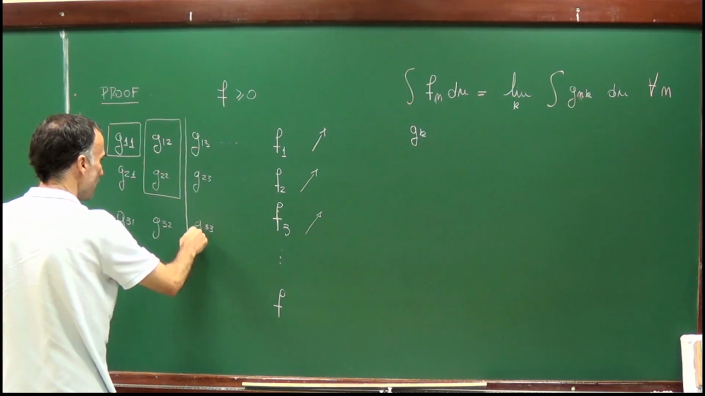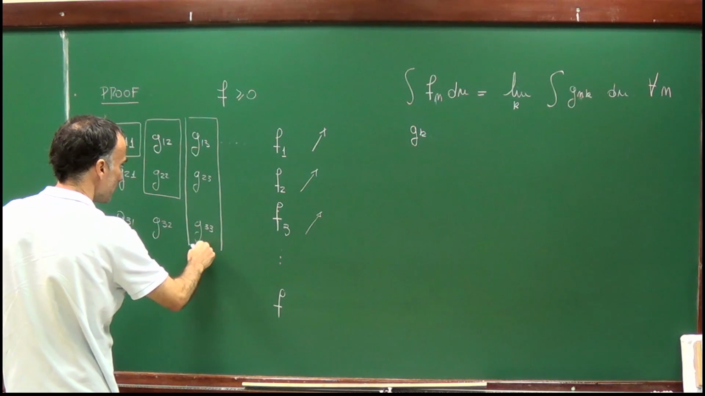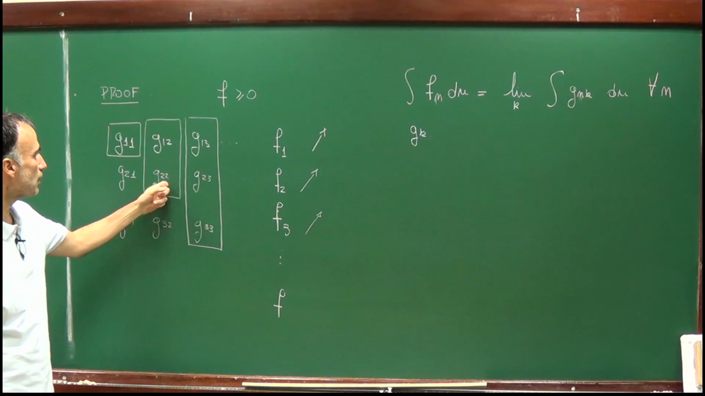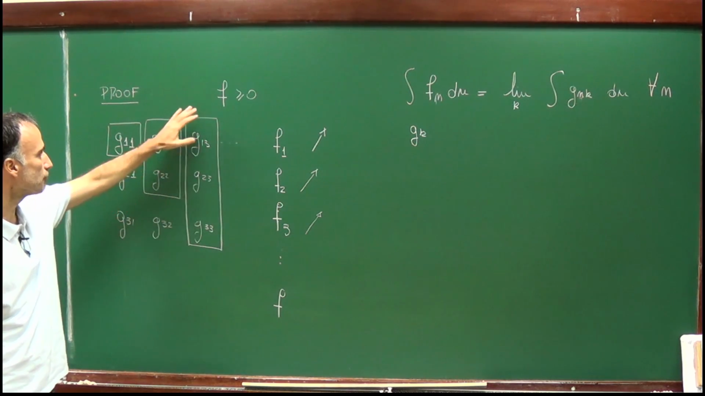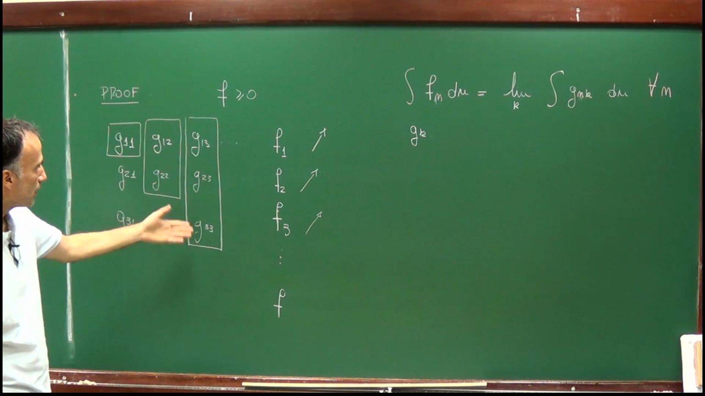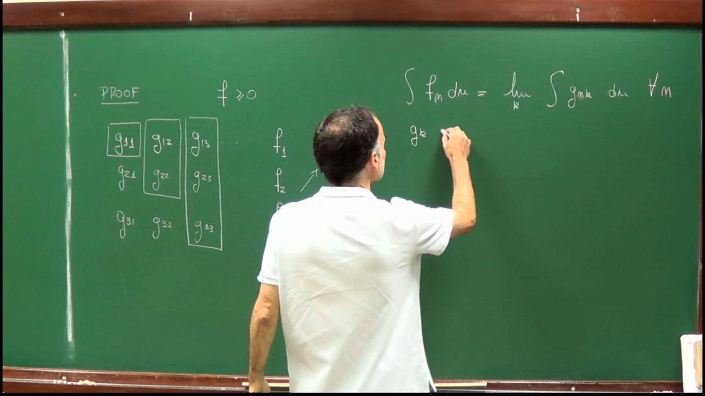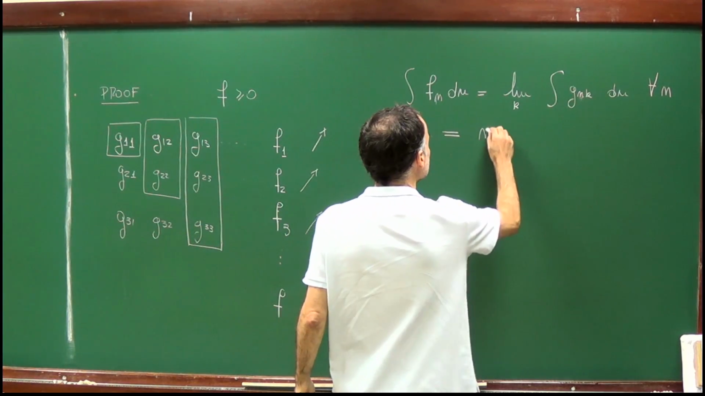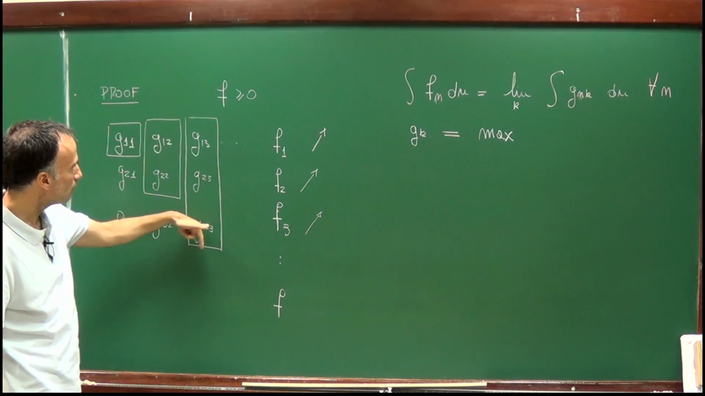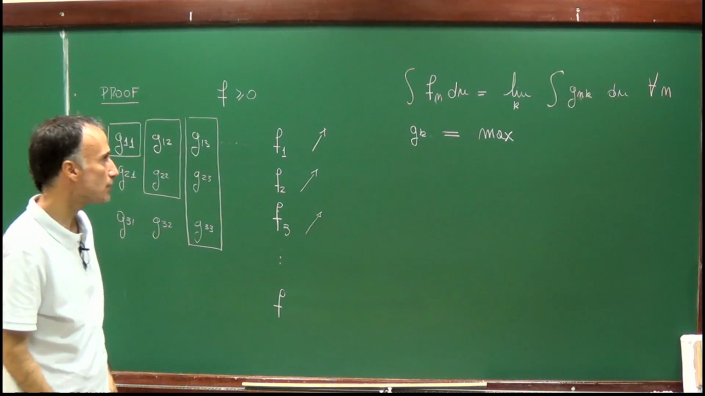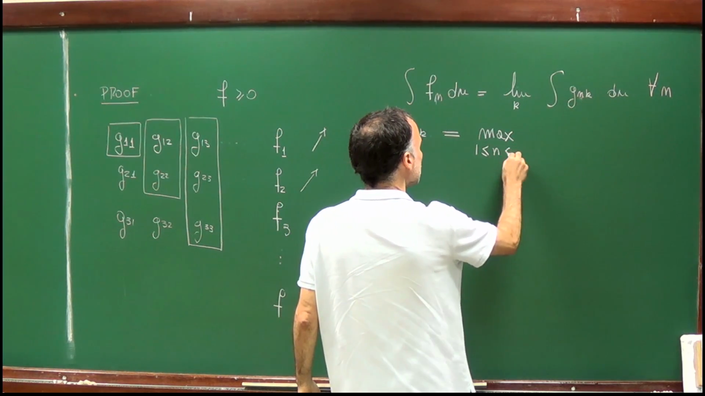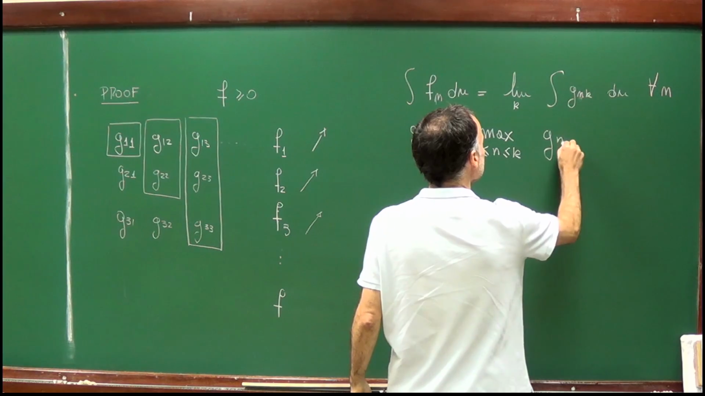And for the third function, I will just take the maximum between these three functions. So again, this function is larger than that one, and this one is larger than that one. Therefore, the maximum of this column is larger than the maximum of this column. So in this way, what we are defining as g_k is a maximum. We are fixing the kth column, and we are taking the maximum of the first k terms. So this is the maximum over n from 1 to k of g_nk.